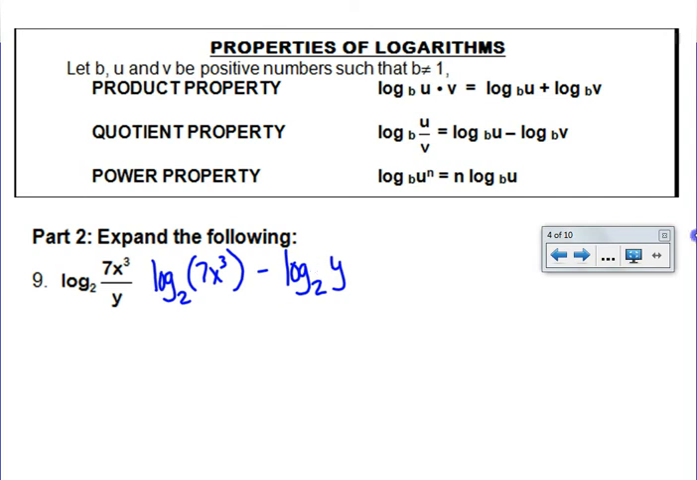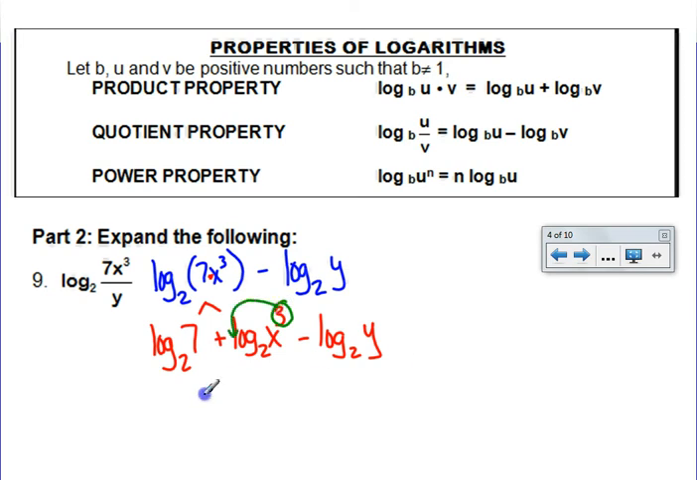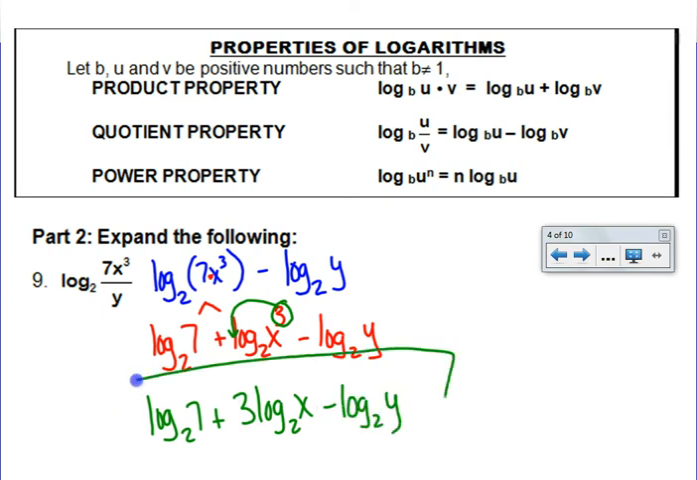Now this back half is all simplified as much as it can go, but this first part, I see right now a multiplication problem that I need to break apart. So this becomes log base 2 of 7 plus log base 2 of x to the 3rd, minus log base 2 of y is still there. And we're almost done. The first logarithm, all broken apart, we're good. The second logarithm has this exponent, and remember the power property says bring it down in front. So your final answer is log base 2 of 7 plus 3 log base 2 of x minus log base 2 of y. And that is the answer I'm looking for.